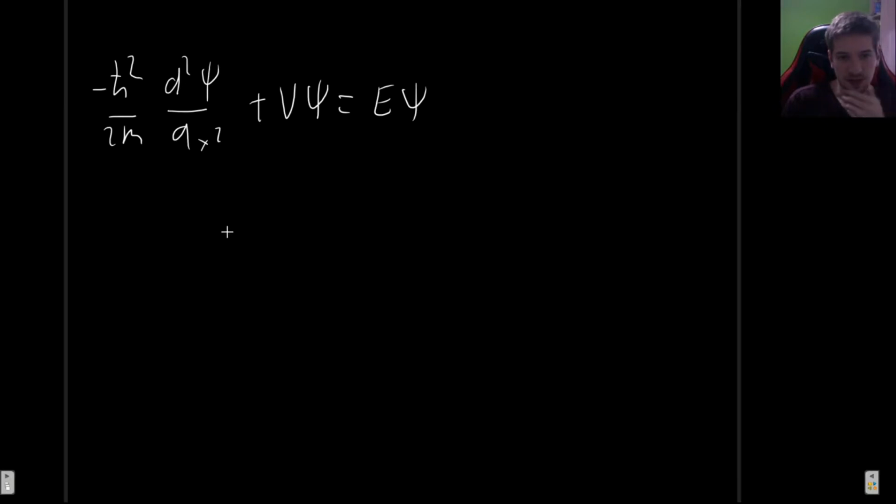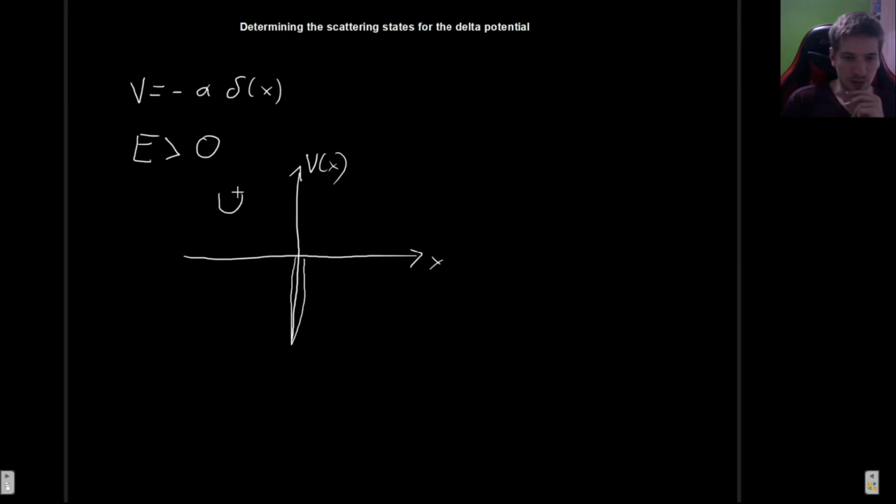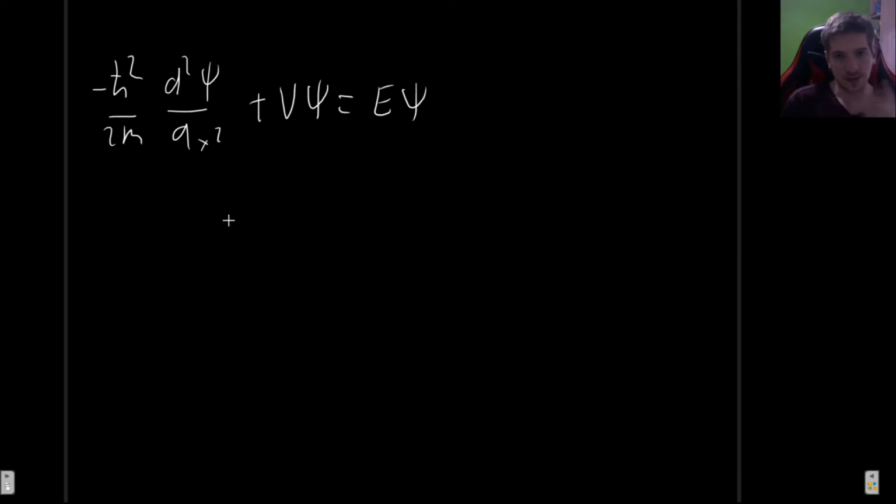So let's just begin by writing it down as we have done many times. Minus h bar squared over 2m d squared over dx squared plus the potential times the wave function equals E psi, right? We're just leaving the x dependence out since it is just the same everywhere. So now we have to look at our two regions. We have region 1 here, region 2 here. So in both of those regions the potential will be 0. So we can actually solve them in a very similar fashion.